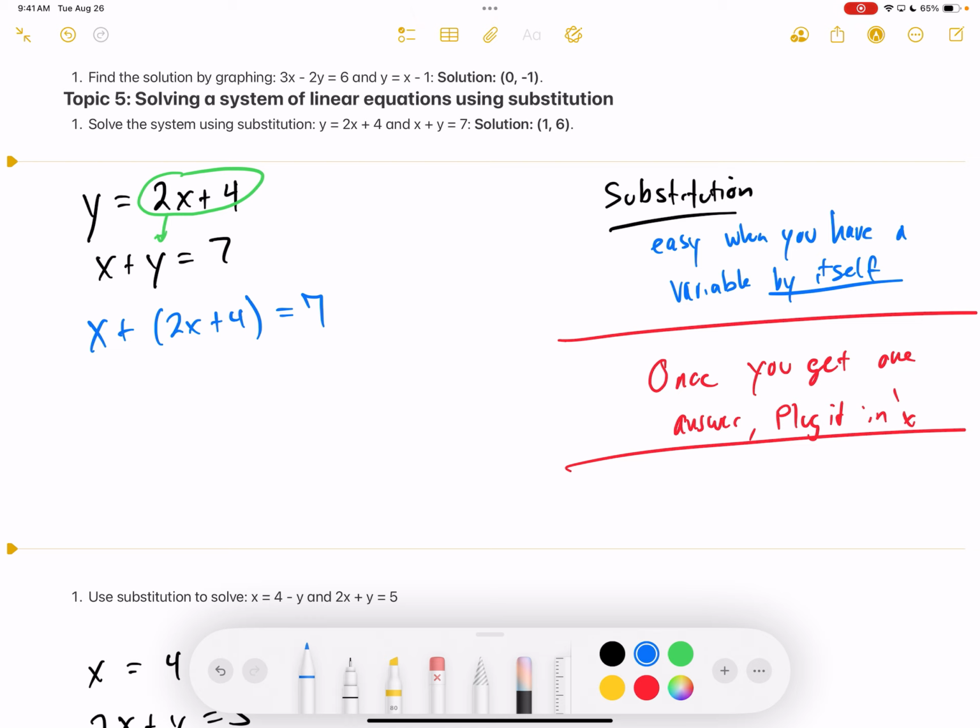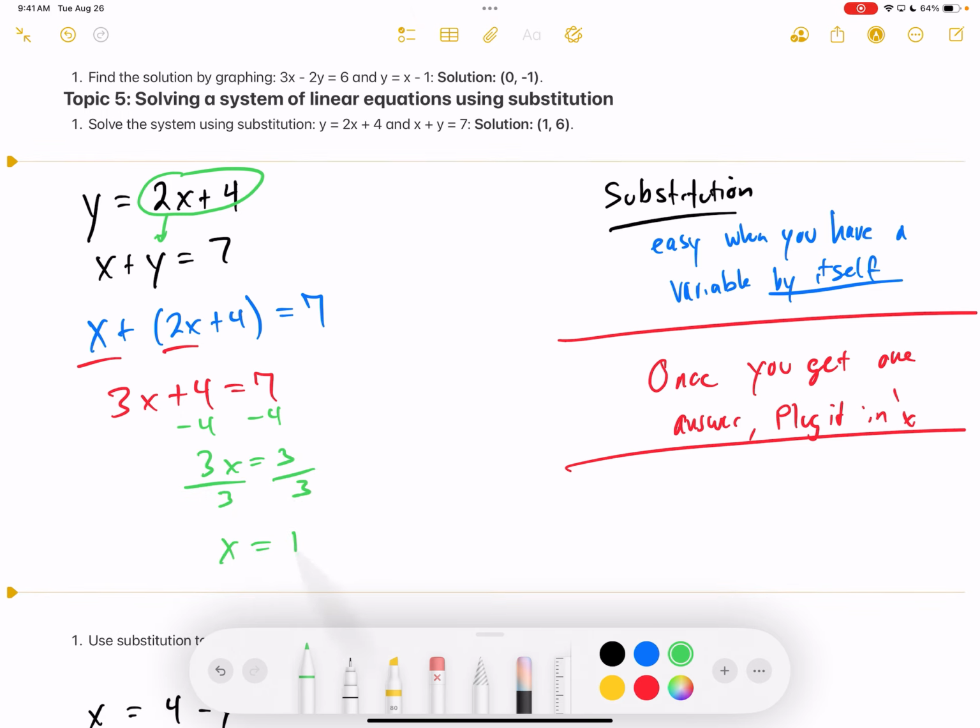And the reason I'm doing that is because now I have an equation with all x's in it. I don't have an equation with an x and a y. My goal here is to get an equation with just x's in it or just y's in it, and then I can solve it. So combine like terms here, and I get 3x plus 4 equals 7. And then subtract 4 from both sides, and I get 3x equals 3. Divide by 3, and x equals 1.